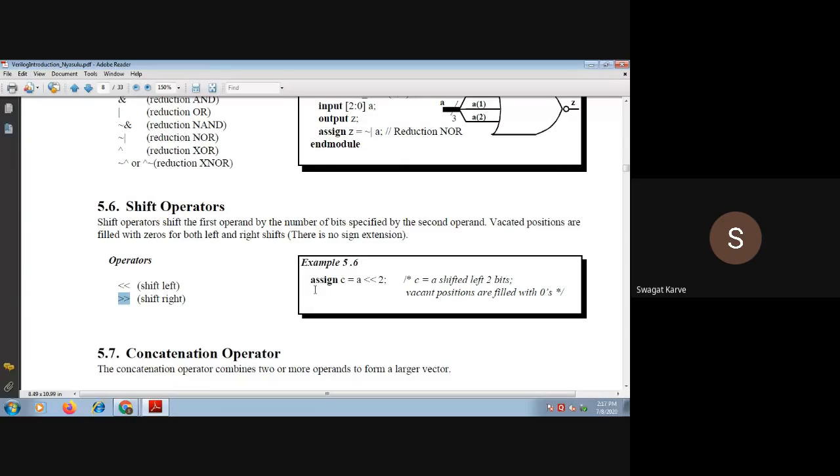For example, assign C is equal to A, double less than sign 2, that means shift left 2 places, right?